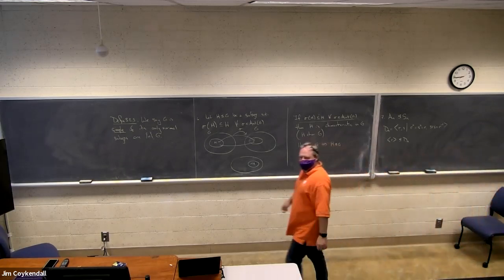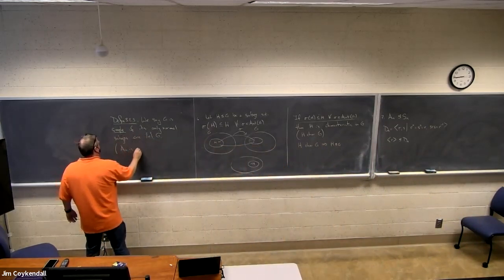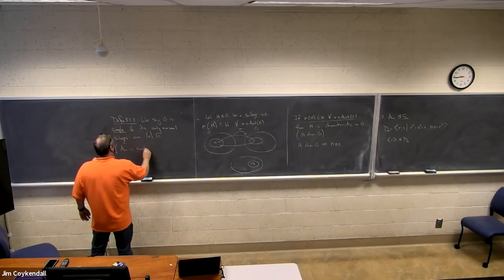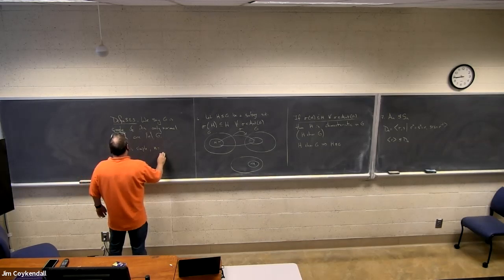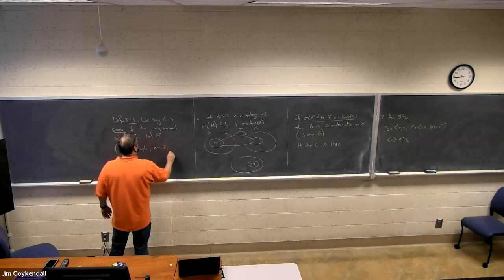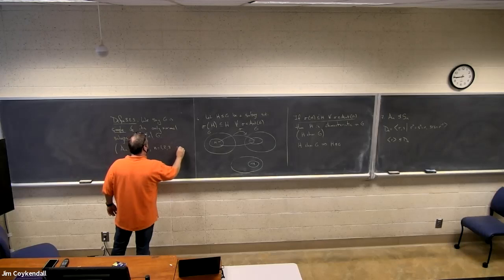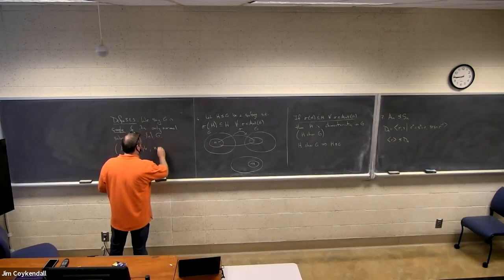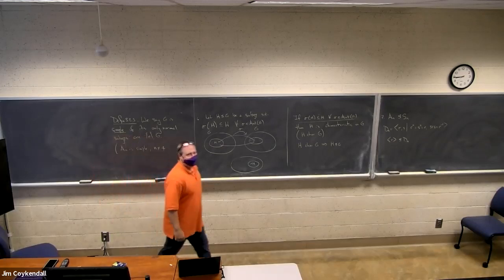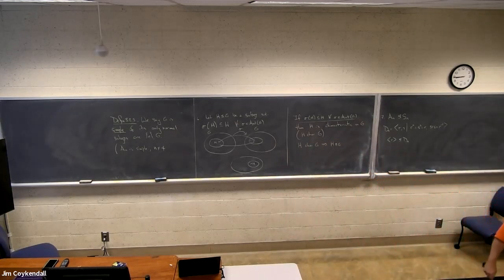Let me give you a couple examples. We'll actually prove this later. A_n is simple for n not equal to 4. It turns out that the alternating group on n letters is simple, for n at least 5.